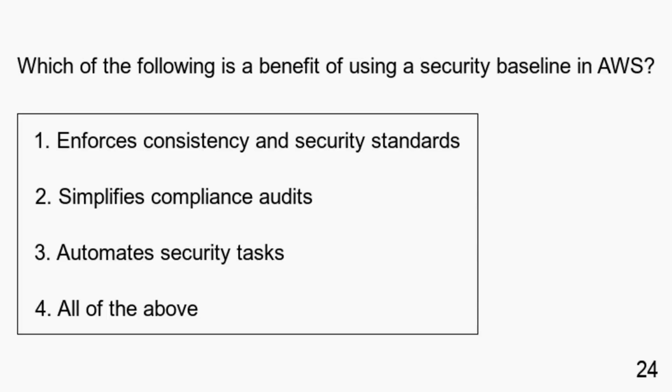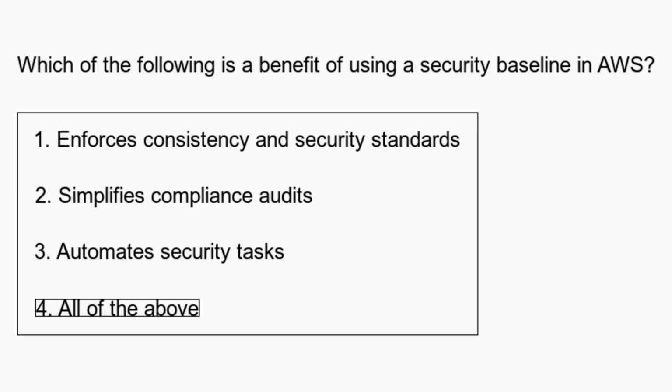Which of the following is a benefit of using a security baseline in AWS? All of the above. Enforces consistency and security standards. Simplifies compliance audits. Automates security tasks. Security baselines offer all of these benefits, helping to establish and maintain a secure environment.